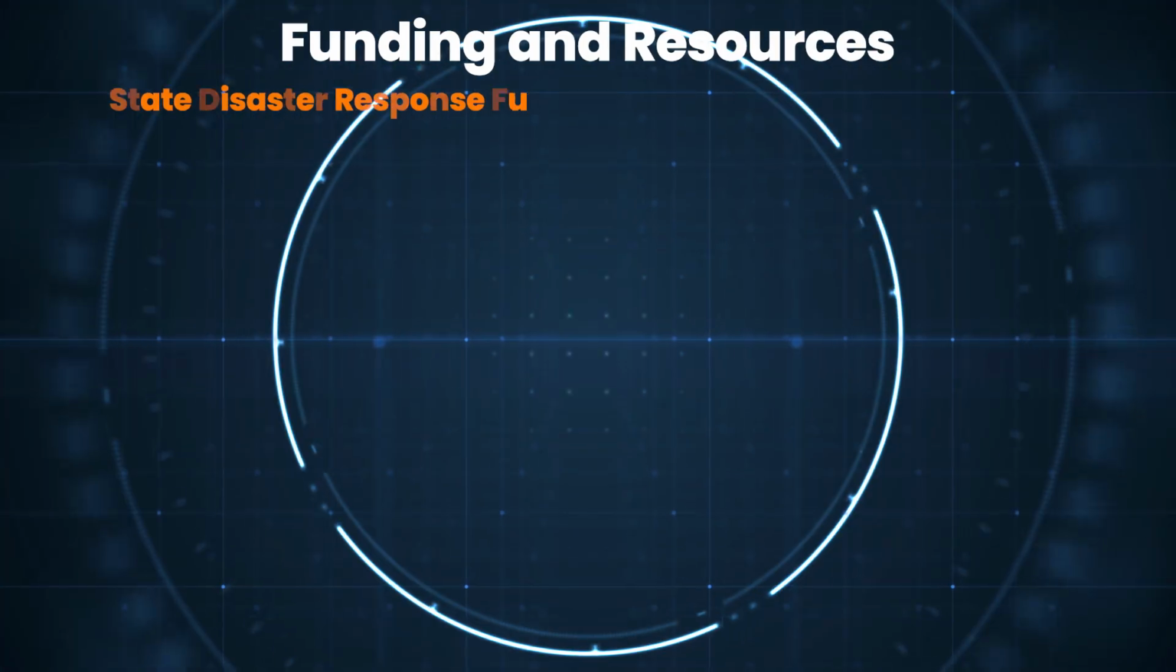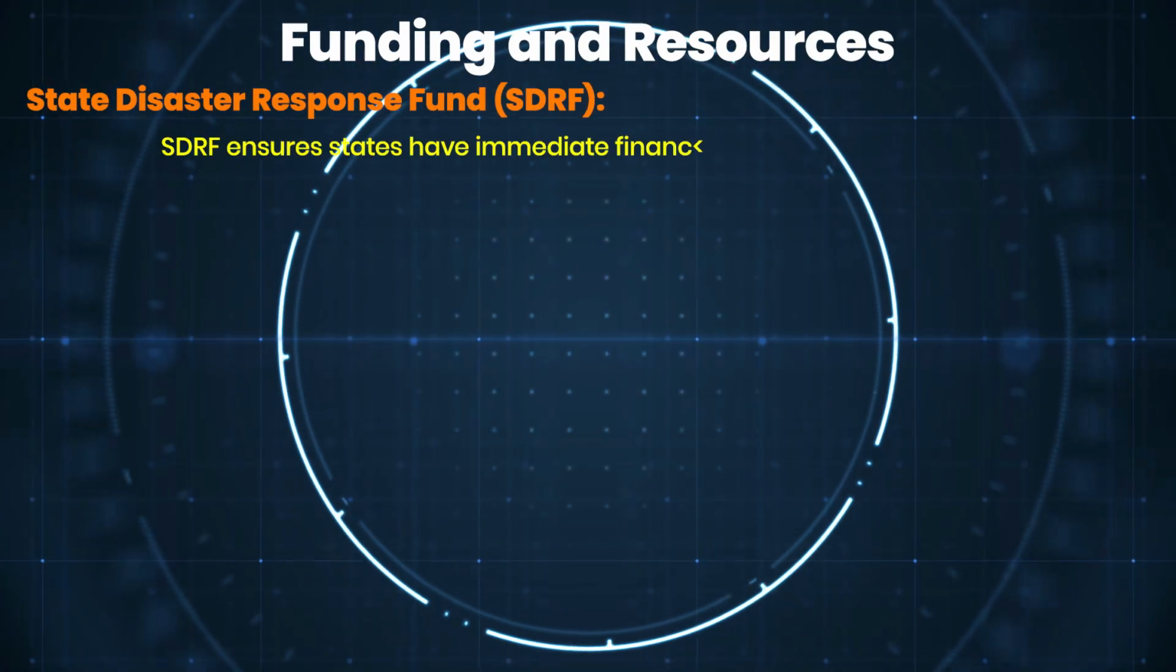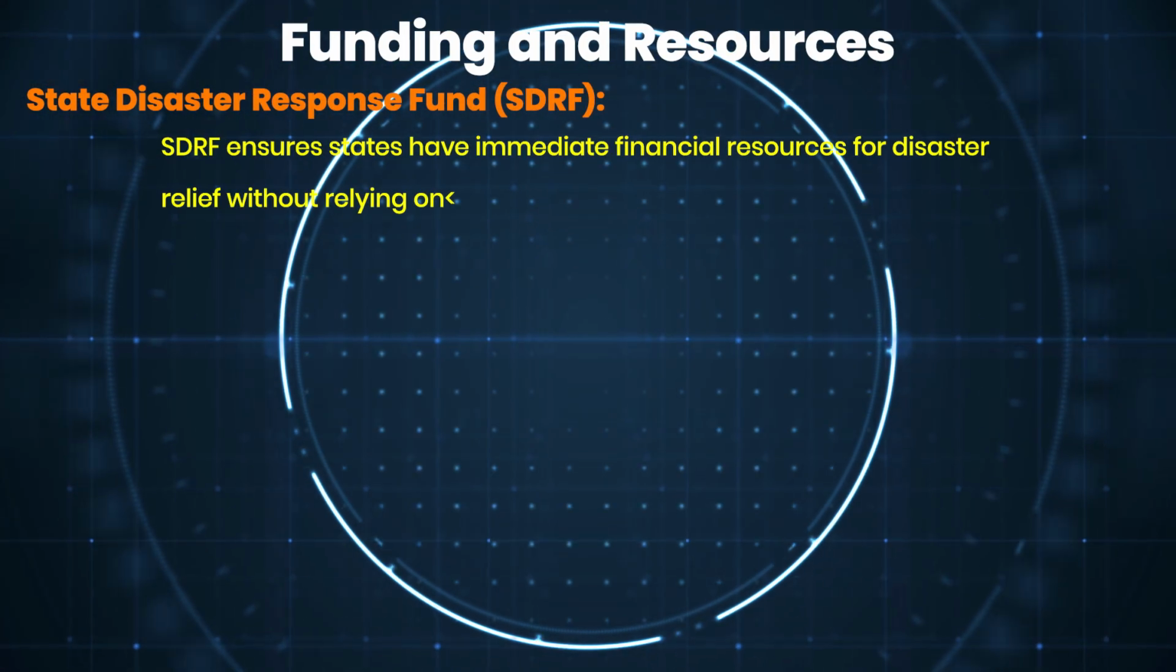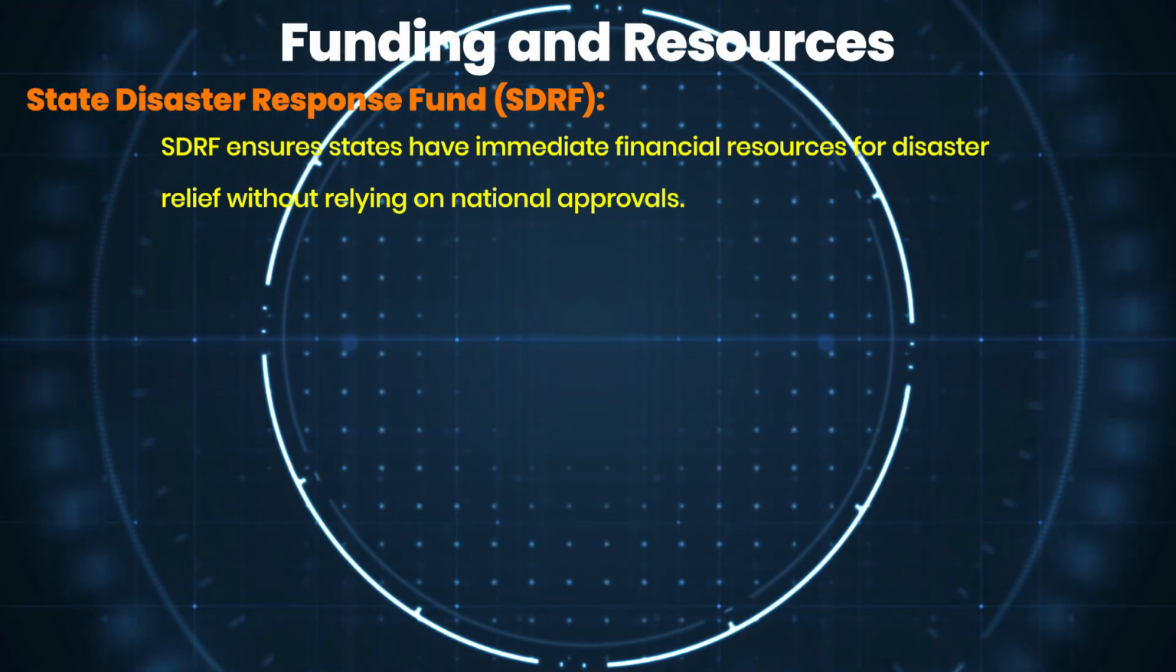Next point for discussion is the funding and resources at the state level and the district level. State Disaster Response Fund (SDRF) ensures states have immediate financial resources for disaster relief without relying on national resources. Public-private partnerships (PPPs) bring funding, innovation and technology for projects like resilient infrastructure and early warning system.